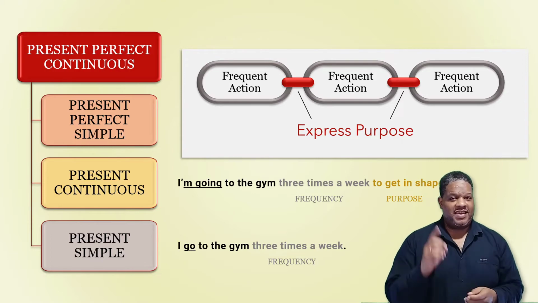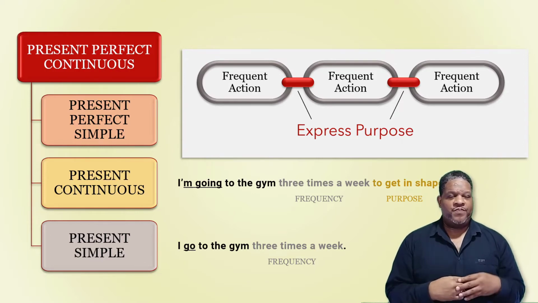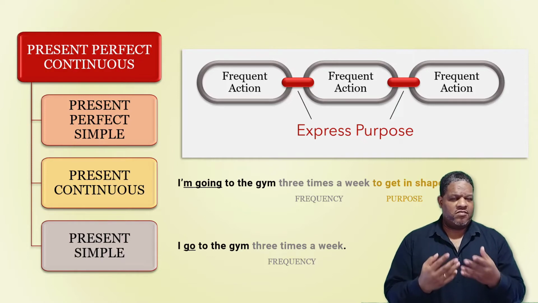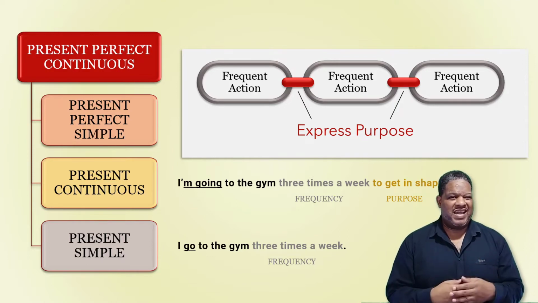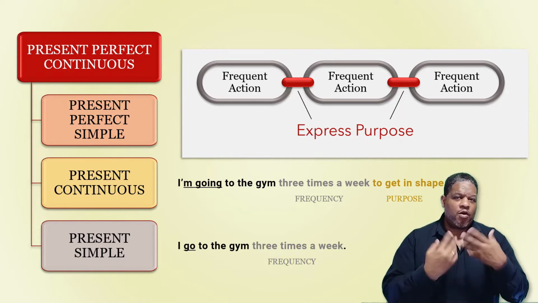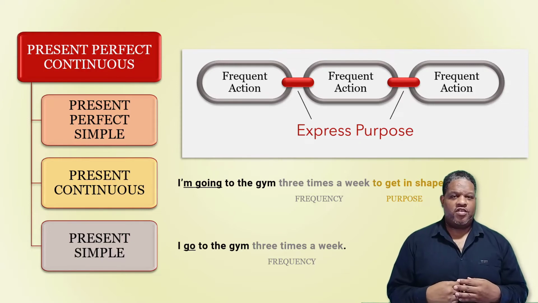Well, a chain is a continuous object. So I wouldn't express this sentence anymore in the simple. I wouldn't say I go to the gym 3 times a week to get in shape. I would say I'm going to the gym 3 times a week to get in shape.